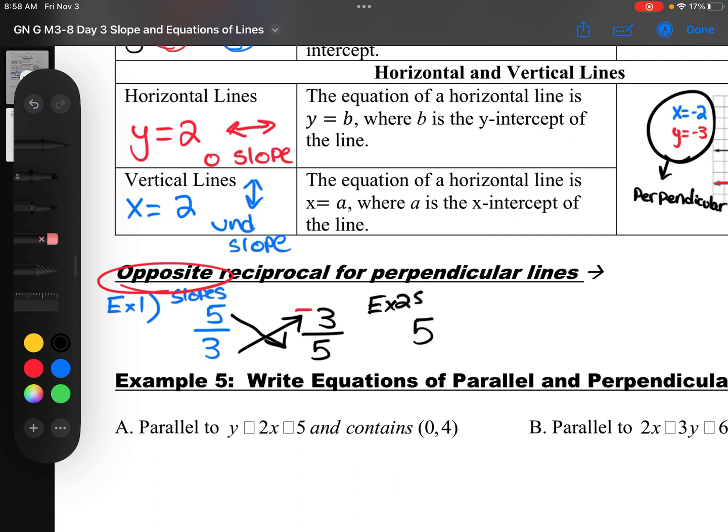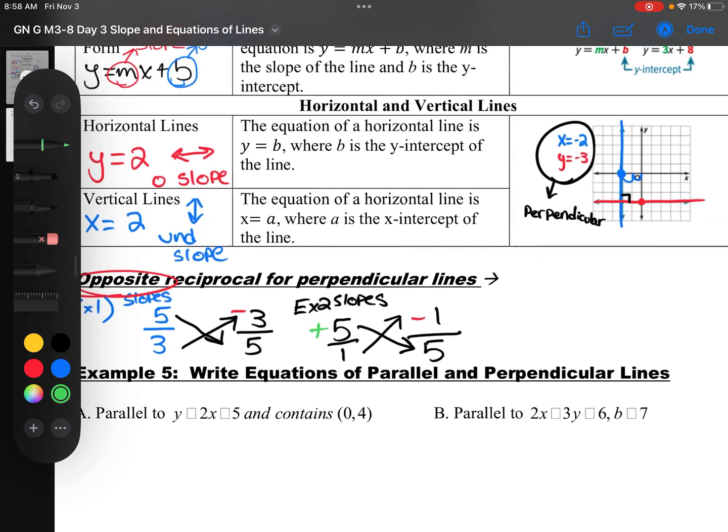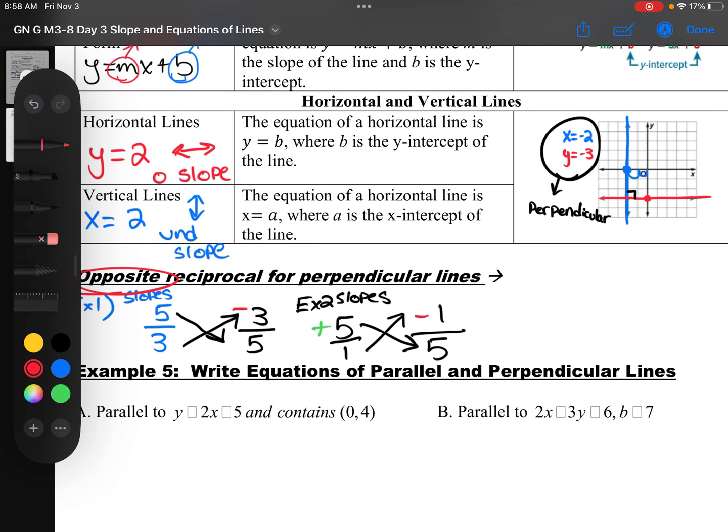So this is example 2. Remember, these are slopes. So if I had a slope of 5, that means I'm going up 5/1. Okay, rise over run, right? So if we're taking the opposite reciprocal of this, the 1 is going to flip to the top. The 5 is going to go to the bottom, and it needs to be opposite, so it would become negative since this one is positive. Okay, one more example of opposite reciprocal.